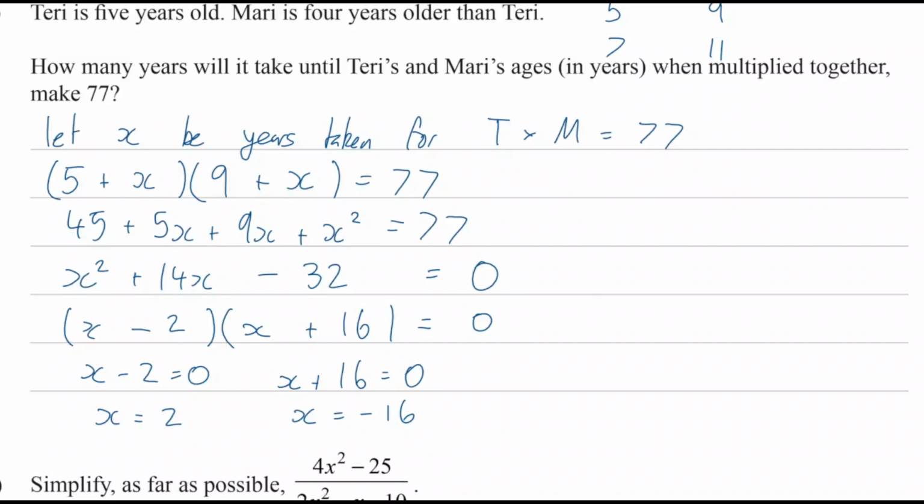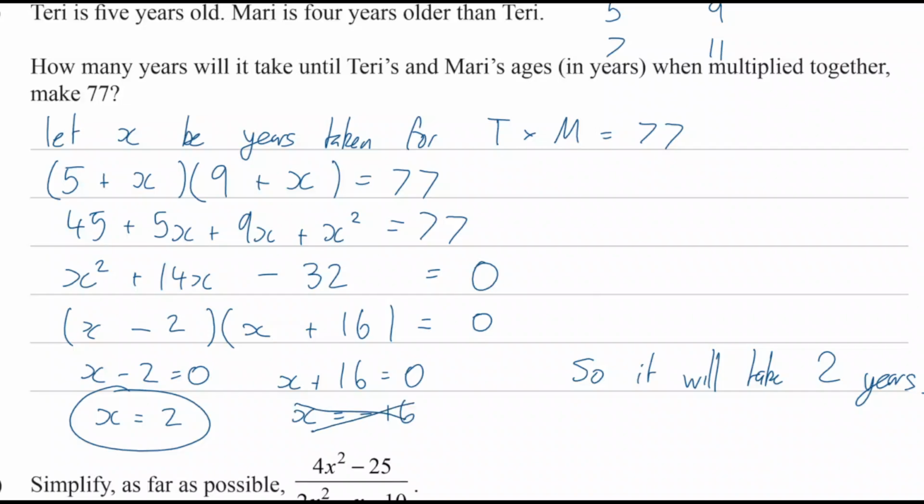Interesting. So x would be negative 16. Does that make sense? Can we go back in time? So imagine if we go back 16 years from Teddy being 5 years old. His parents probably haven't even met yet. So kind of impractical, which tells me that our solution will be 2 years. So it will take 2 years.